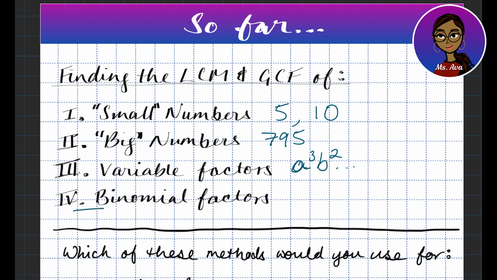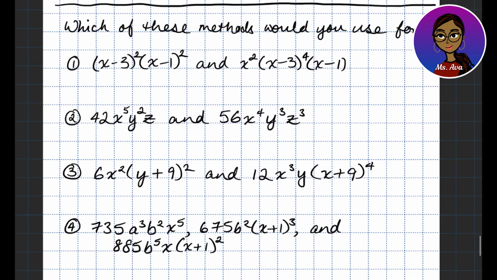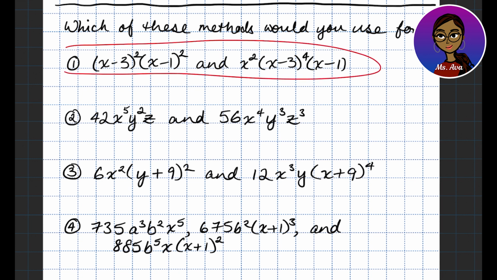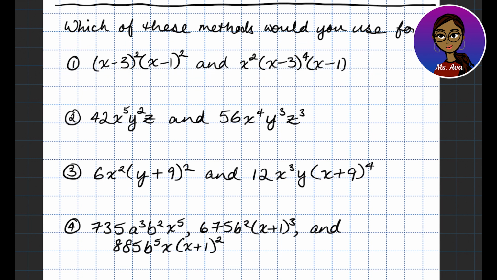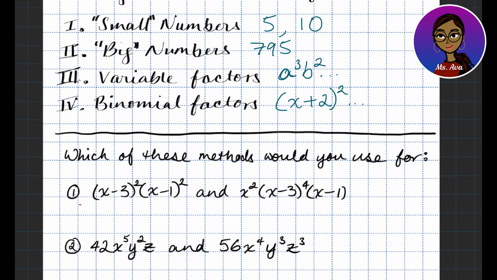And then we went over how to find the LCM and GCF of binomial factors. So these were the ones that look like x plus 2 squared and so on. So based on these, this is the last thing that we're going to look at in this lesson. And you guys at home, you can actually do the problems here and find the LCM and GCF. I have that in the answer key for this whole worksheet. So if you download it, you'll be able to see the answers as well. But what Calculina and I are going to do right now is just talk about which of these methods you would use for each of these problems. So these 4 methods, tell me which of these you would use for this problem.